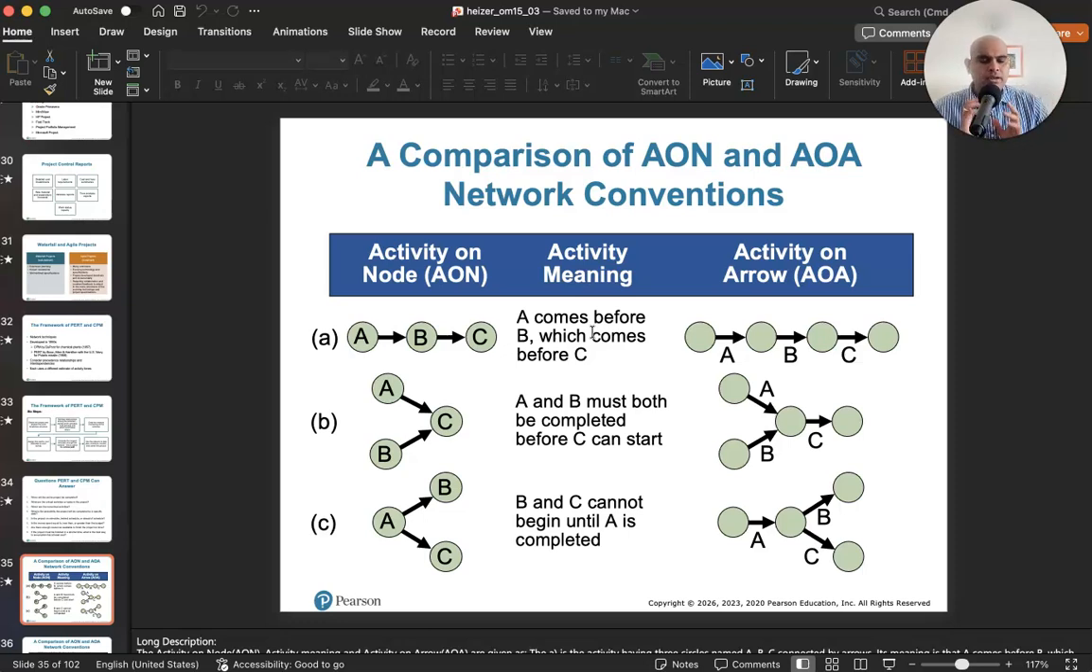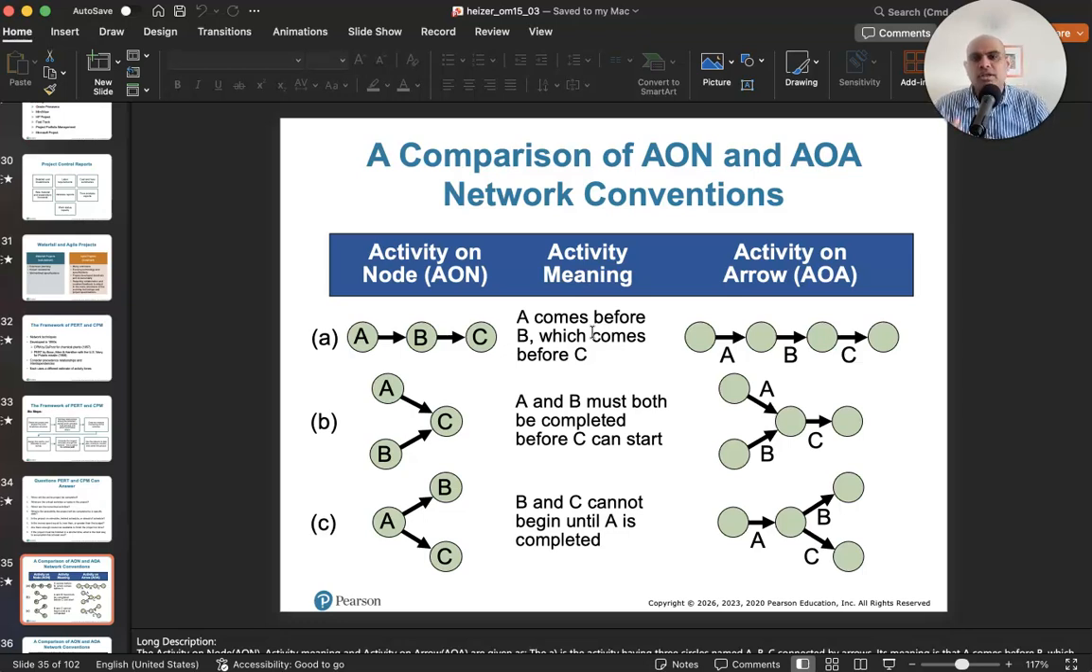Remember that you have a relationship between activities and you have the activities themselves. The way activity on node works is that you have a node, which is essentially a circle, and you represent each activity on a node, and then you represent relationships using arrows. So you have circles and arrows, right? Nodes and arrows. And the arrows will represent relationships.